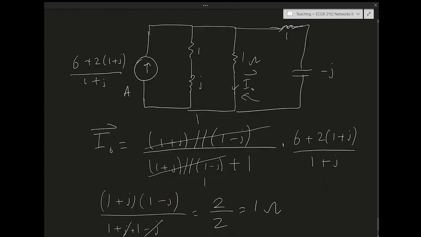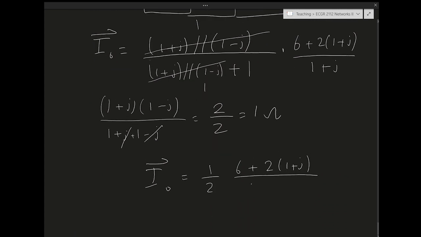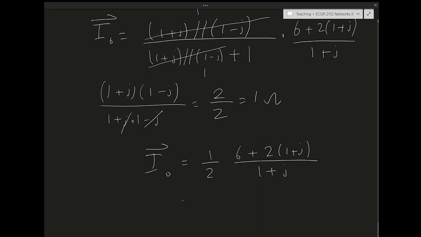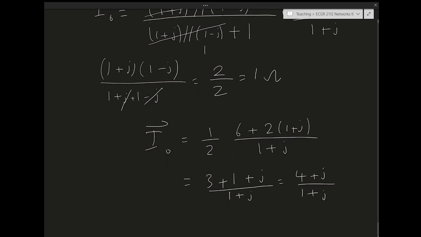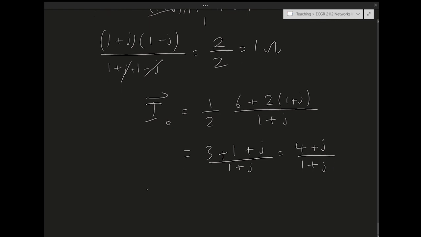1 plus J over 1 plus J. Okay, so that equals 3 plus 1 plus J over 1 plus J, which is 4 plus J over 1 plus J, right?